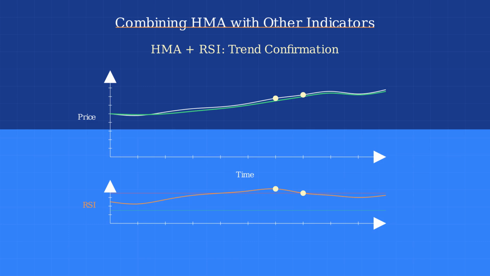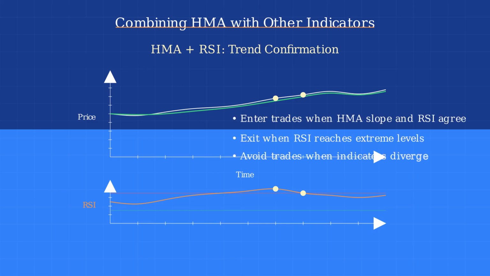Notice the strong buy signals that form when both indicators align, HMA trending up while RSI shows strong momentum. For best results, enter trades when HMA slope and RSI agree on direction. Exit when RSI reaches extreme levels, and always avoid trades when the indicators show divergence.